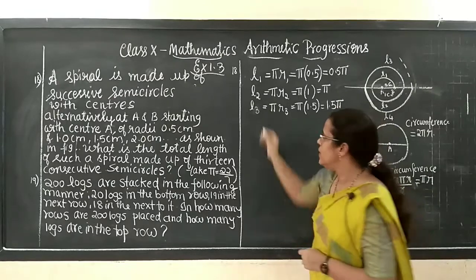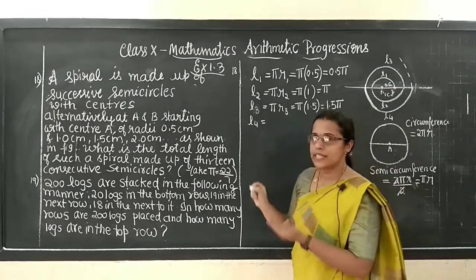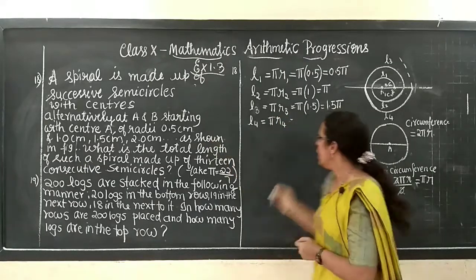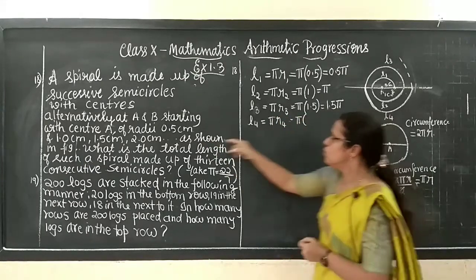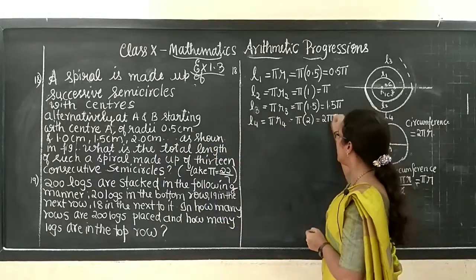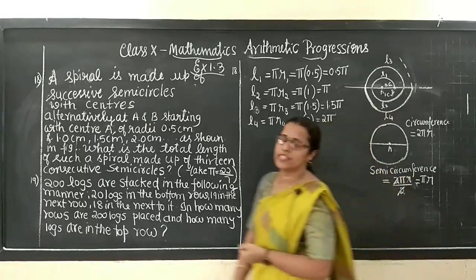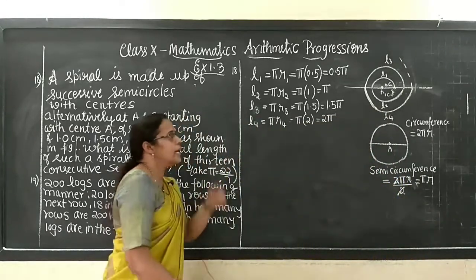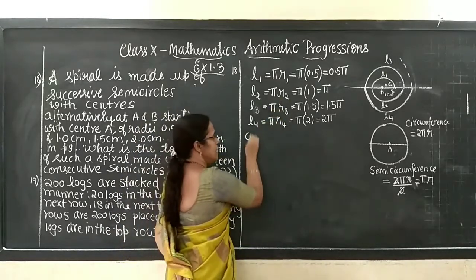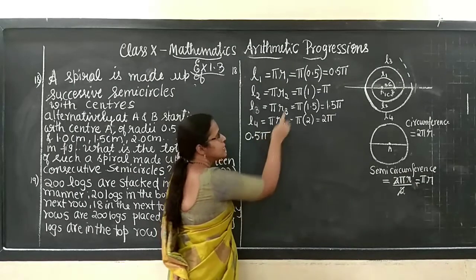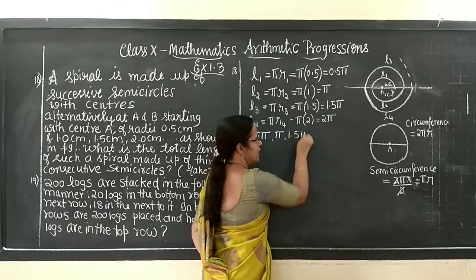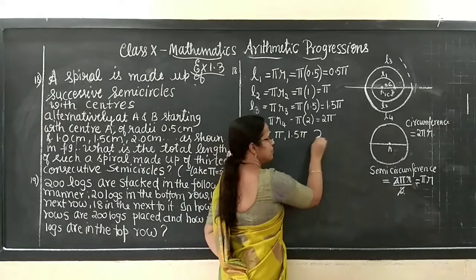Then the fourth semicircle, like this continuously, pi R4, because the radius is also given there. So pi into 2.0, that means 2 centimeter. So 2 into pi, 2 pi. So this is the sequence I am getting now. Alright, so whether it is an AP or not, let us see now. Here the first term is 0.5 pi. The second term is pi. Third term is 1.5 pi. Fourth term is 2 pi.